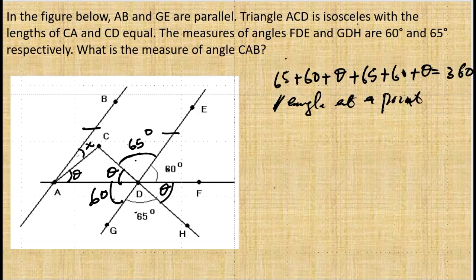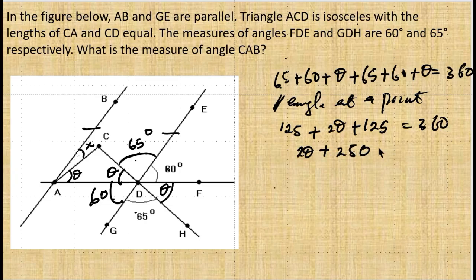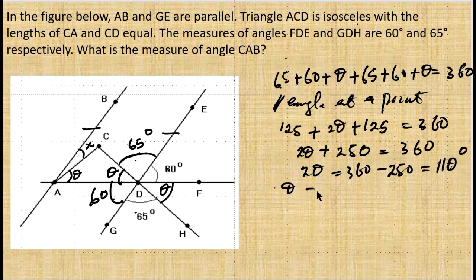At a point. Now 65 plus 60, that's 125. That's 125 plus theta plus theta, that's 2 theta, plus another 125 equals 360 degrees. So 125 plus 125, that's 250. 2 theta plus 250 degrees equals 360 degrees. 2 theta equals 360 minus 250, which is equal to 110 degrees. So theta invariably will be equal to 110 degrees divided by 2, which is equal to 55 degrees.